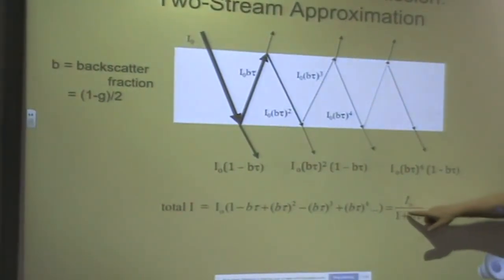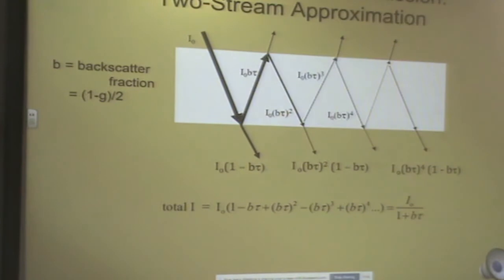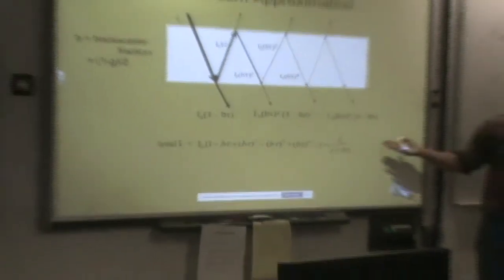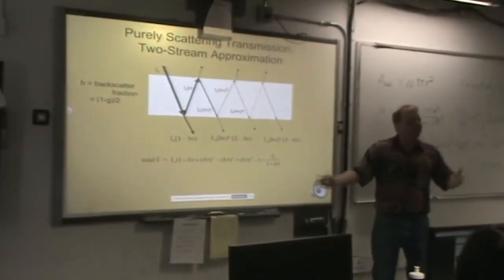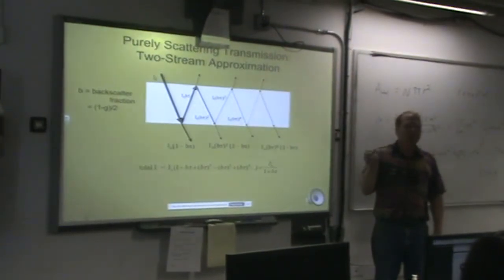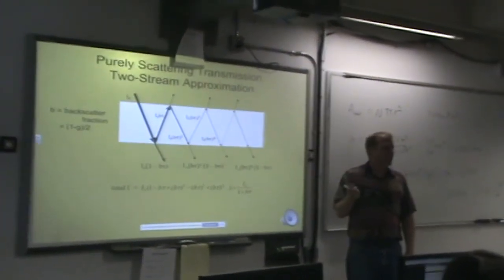So if this is the amount being transmitted, how do you figure out the amount being reflected? Yeah, take the original minus the transmitted, and that's the reflected. So now you have the transmitted and the reflected light from a scattered cloud. And you can figure out the optical depth, and from the optical depth, you can figure out the amount of water volume of all of this. So that's how we figure out how much water is in the clouds.